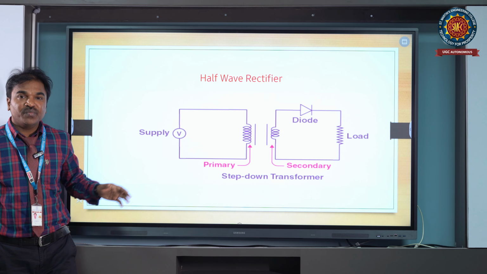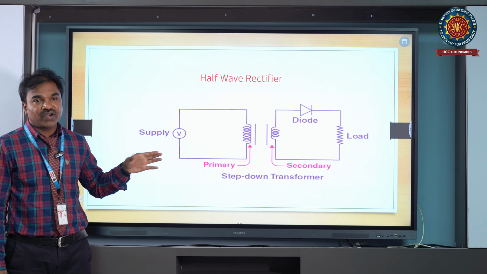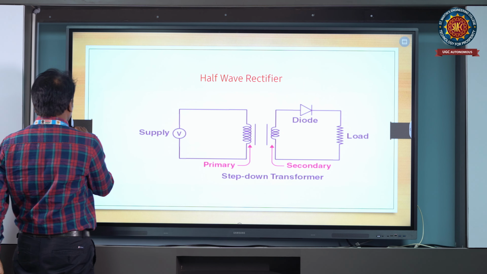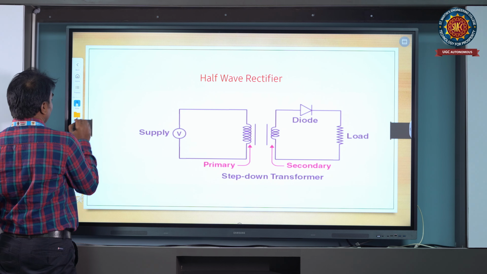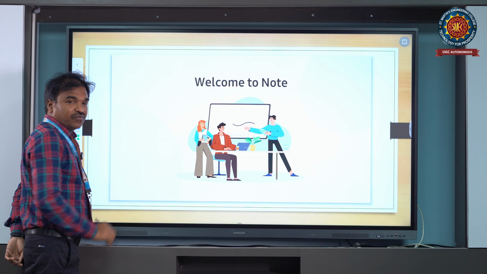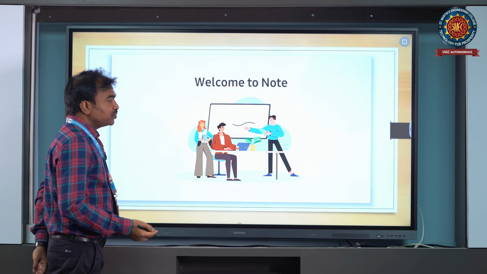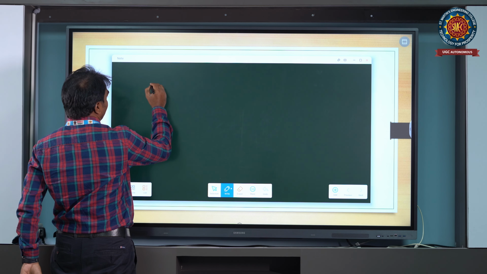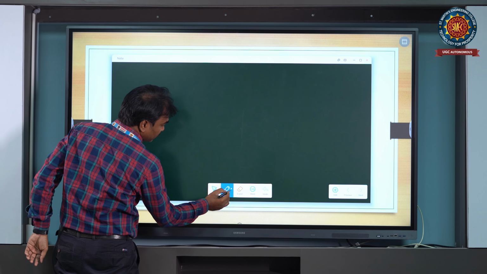Now this is the first basic block diagram of the half wave rectifier. What are the different types of half wave rectifiers? Three different types of half wave rectifiers are there. What are the three different types of half wave rectifier? The first is the half wave rectifier.